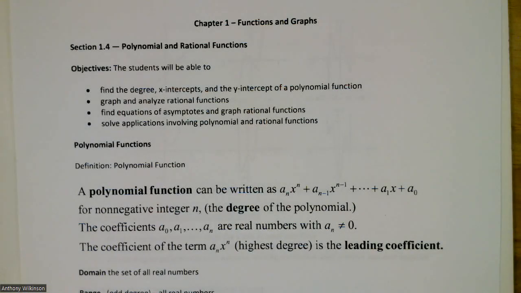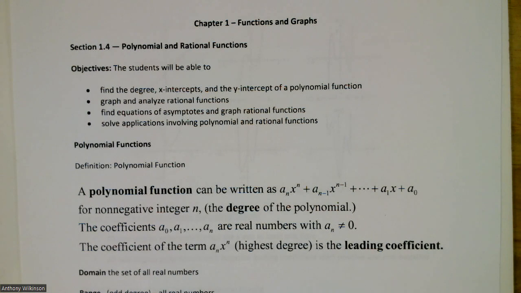First of all, let's define what a polynomial function is. Here's that definition. A polynomial function can be written as a sub n x to the n plus a sub n minus 1 x to the n minus 1 plus, and so on, all the way to plus a sub 1 x plus a sub 0, for non-negative integer n, which is the degree of the polynomial. The coefficients a sub 0, a sub 1, all the way through a sub n, are real numbers with a sub n not equal to 0. The coefficient of the term a sub n x to the n, the highest degree, is called the leading coefficient.